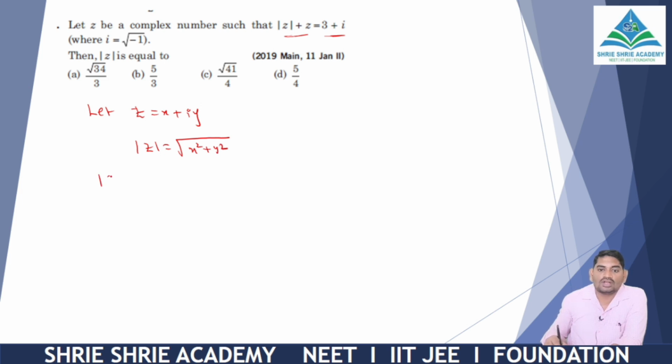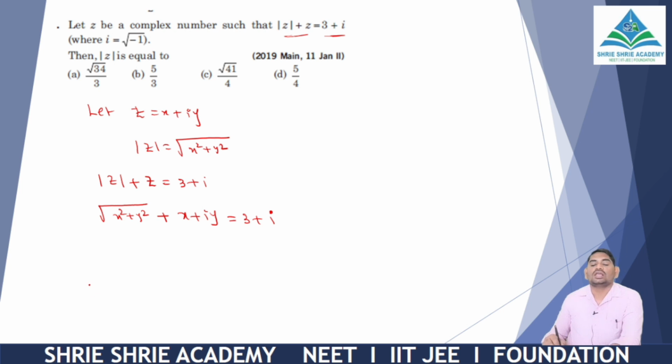So what is the given condition? Mod Z plus Z is equal to 3 plus iota. Mod Z is root over x square plus y square. And Z value is x plus iota y. Then the right side is 3 plus iota.